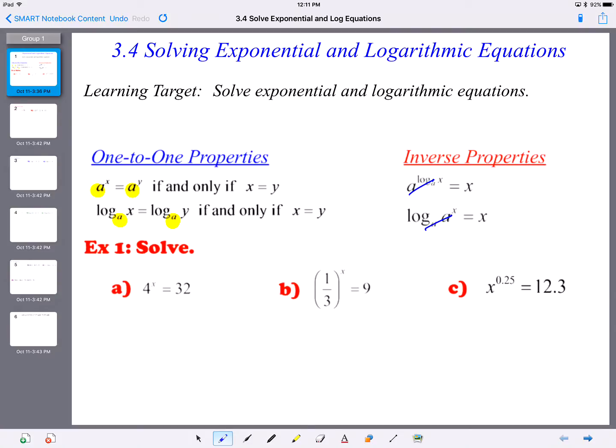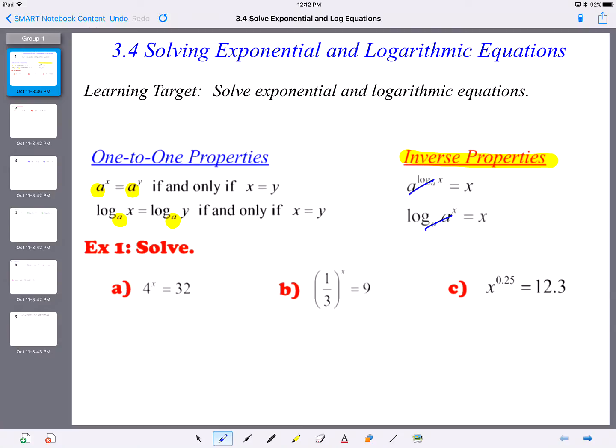We're going to be using a lot of the inverse properties to solve these equations that we're going to be talking about. So let's start off with exponential. We've talked about logarithms and solving logarithms and undoing them exponentially. Well, now if we have an exponential, we can undo it using logarithms.